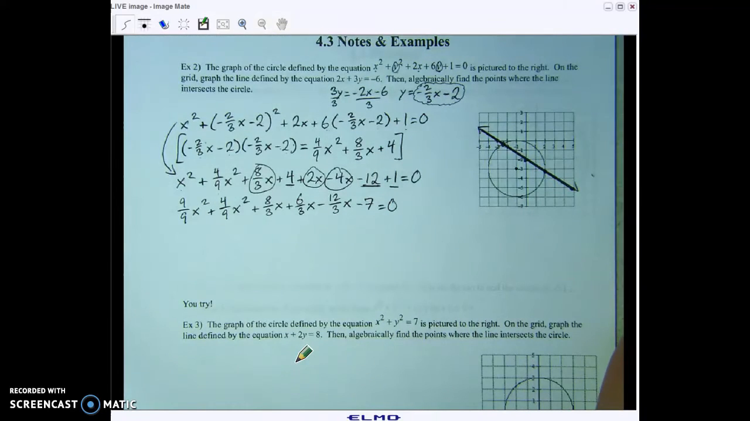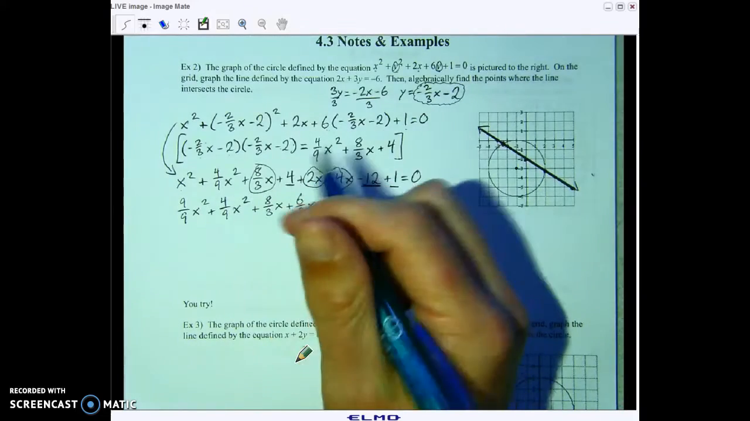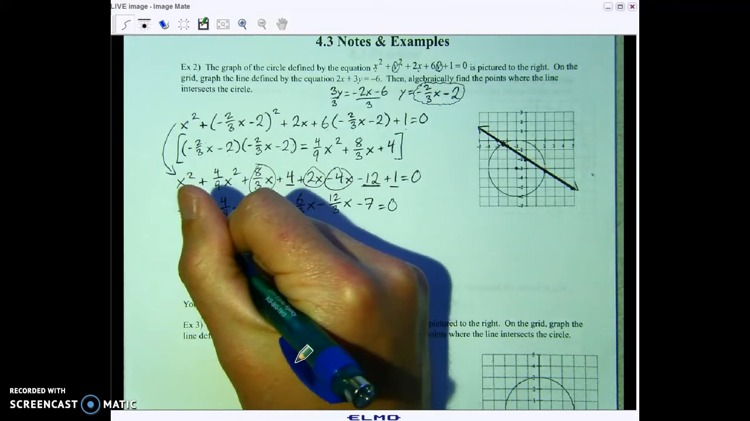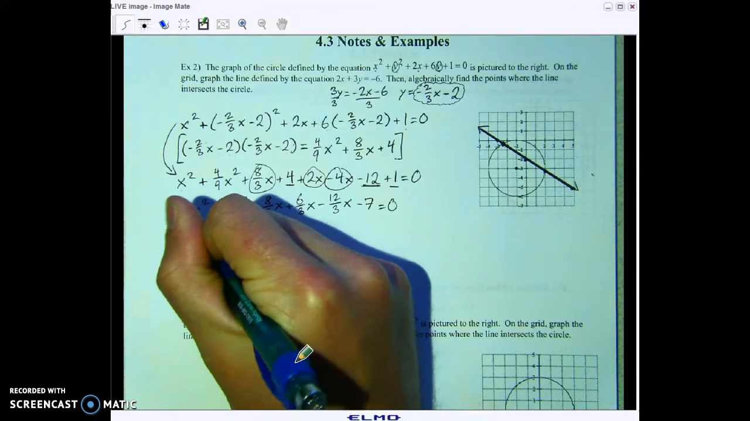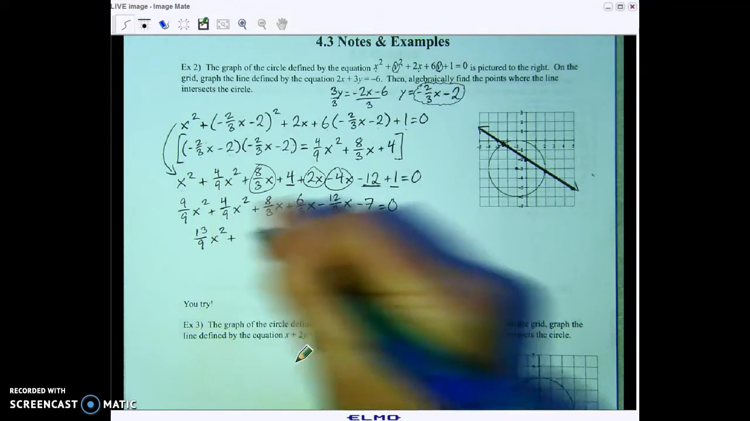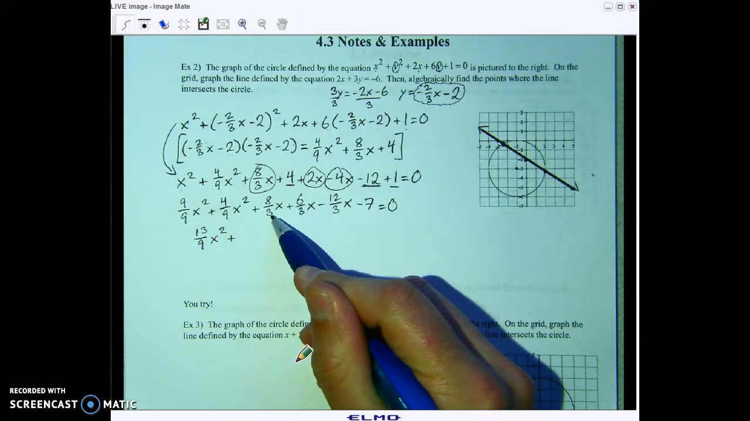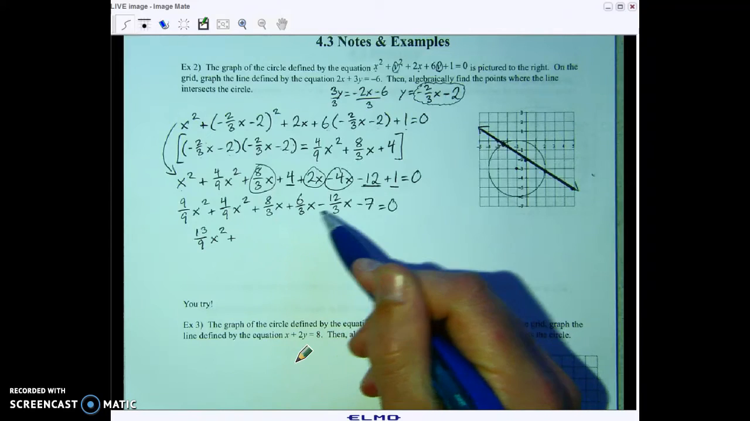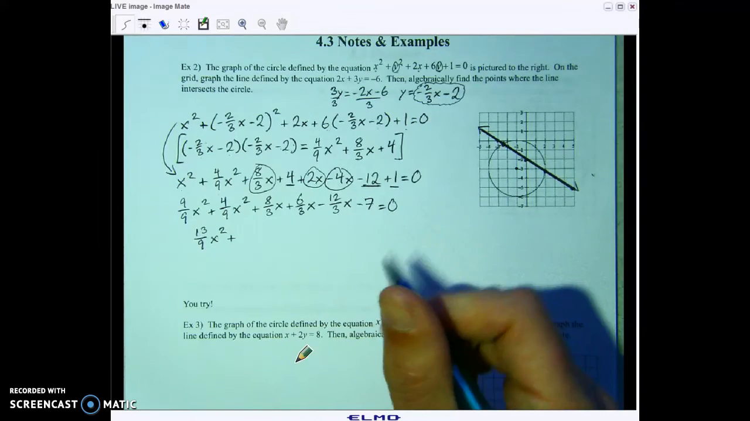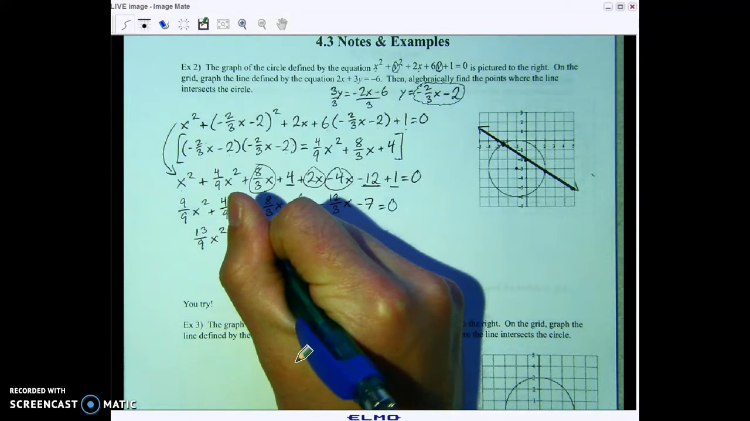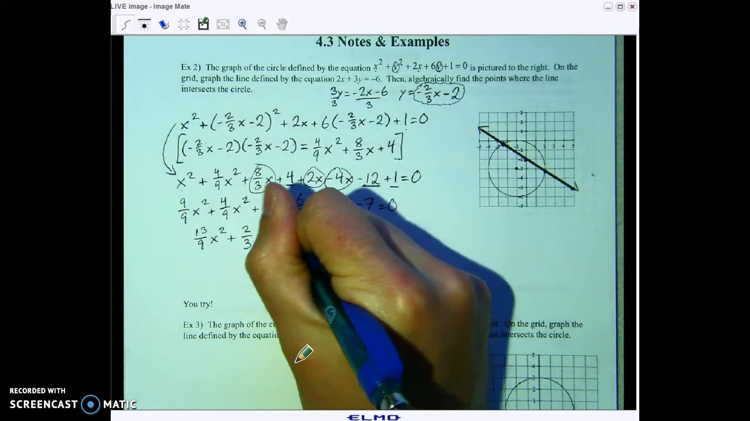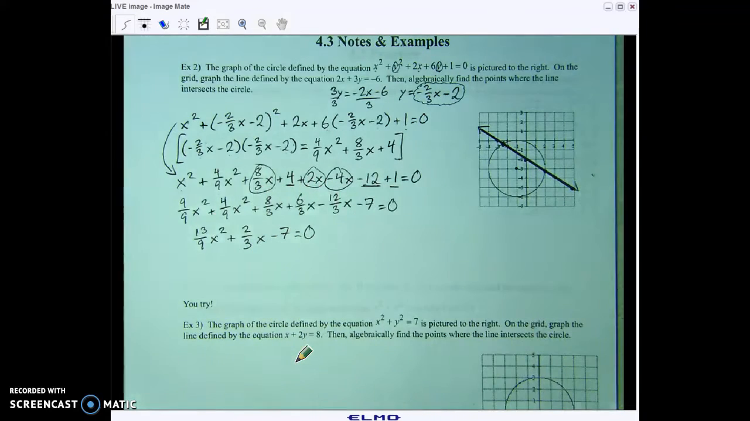Now I'm going to add up all of my like terms. 9/9 x squared plus 4/9 x squared is going to be 13/9 x squared. And then we have plus 8/3 x plus 6/3 x minus 12/3 x is going to be 14/3 x minus 12/3 x. So really that's just going to be a plus 2/3 x. And then minus 7 is equal to 0.